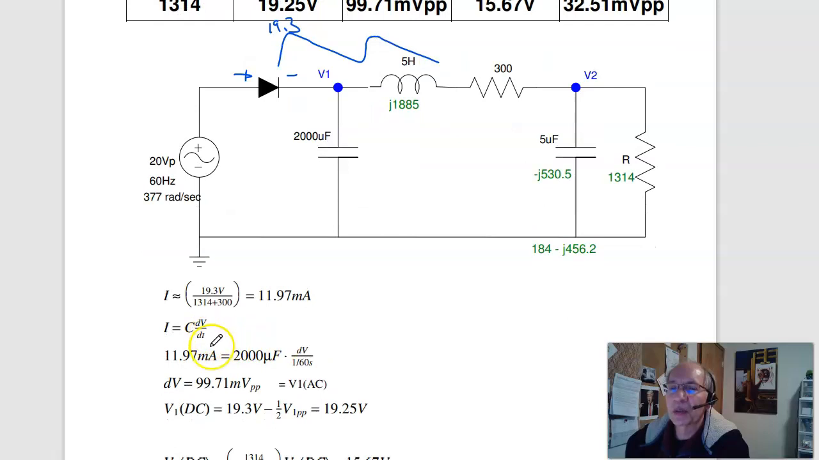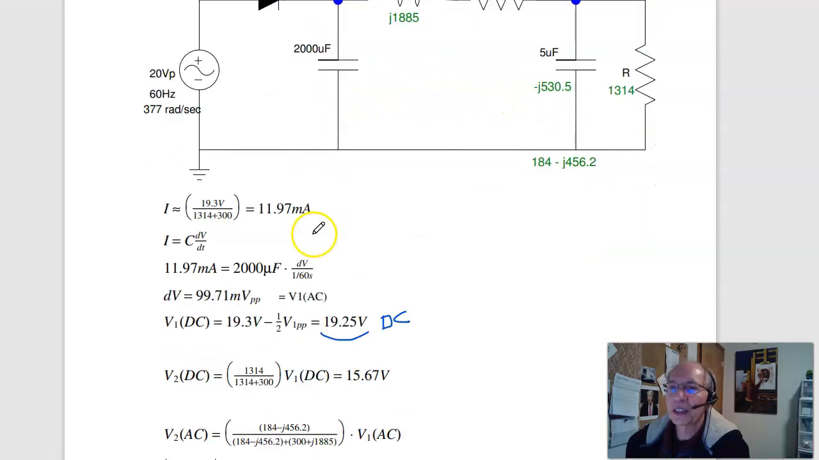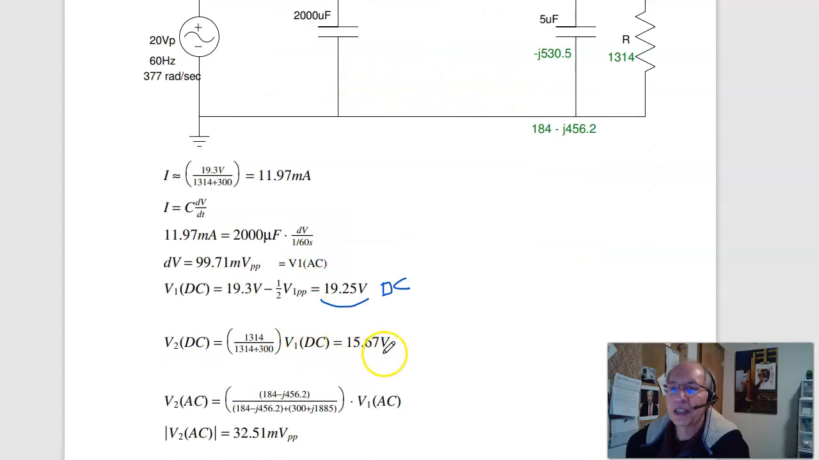From I equals C dV/dt, I can find the ripple is 99.7 millivolts peak to peak. The DC level is the peak minus half the ripple, 19.25 volts. So there's the DC voltage, and the AC voltage is the peak to peak. Once I know V1, I can find V2. At DC, it's just voltage division. R over R plus 300 times V1 at DC, 15.67 volts.